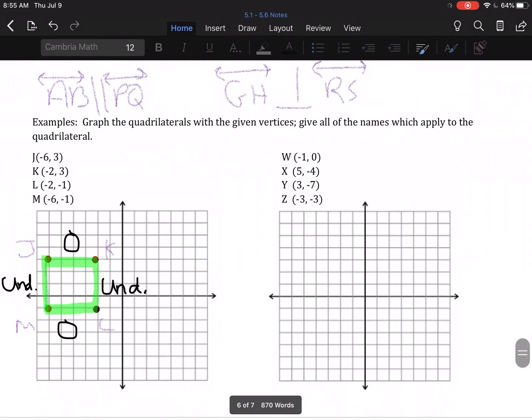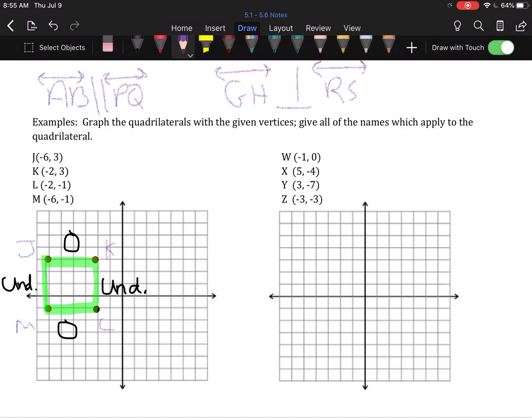So if we look at this and we know we have these 4 things that are perpendicular, what shape is that? It's a rectangle. If you're a rectangle, you are also a parallelogram. I'm not expecting you to write down quadrilateral because everything's a quadrilateral.